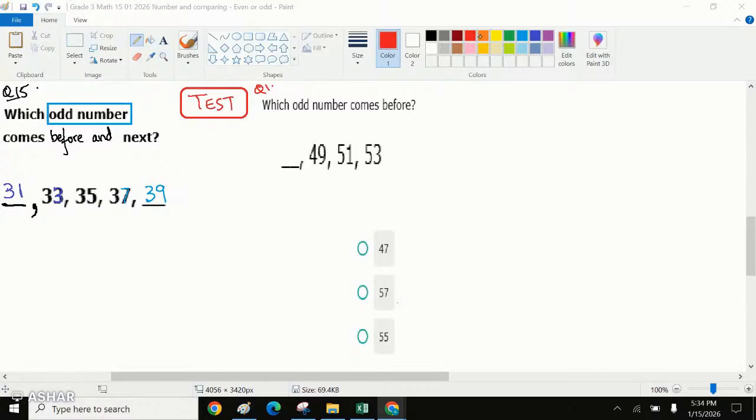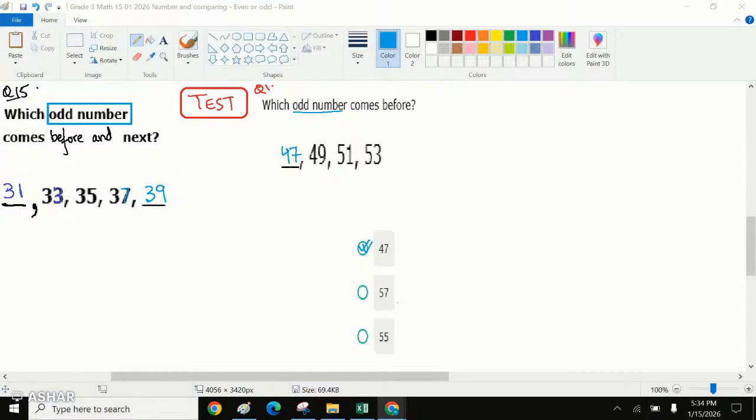That means we were looking at odd numbers and 47 should come before that. And we look at the options. The first option is 47. Yes, thank you, May. Thank you, Baruch. Thank you, Hyper. So we click on the first option.